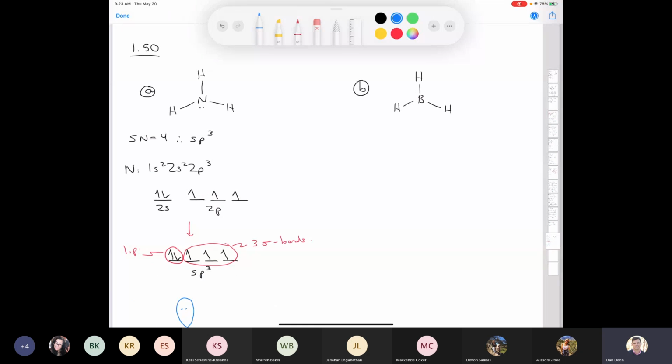All right, let's take a look at the next one. It's BH3. If we look at the steric number, we have 3 sigma bonds, no lone pairs. So the steric number is 3. Therefore, this boron is sp2 hybridized.